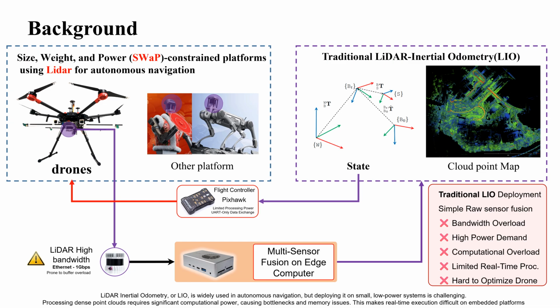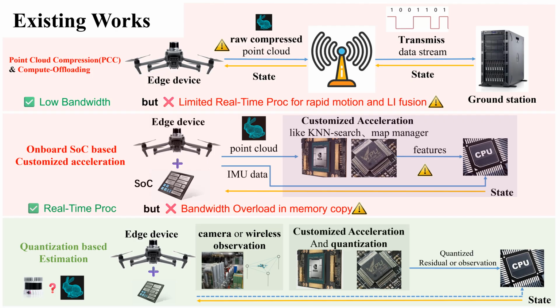LiDAR-Inertial Odometry, or LIO, is widely used in autonomous navigation, but deploying it on small, low-power systems is challenging. Processing dense point clouds requires significant computational power, causing bottlenecks and memory issues. This makes real-time execution difficult on embedded platforms. Conventional LIO faces high computational overhead and drift from biased downsampling, making real-time deployment on embedded systems impractical.